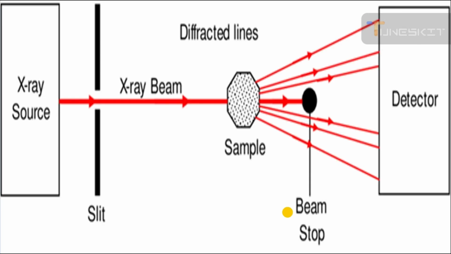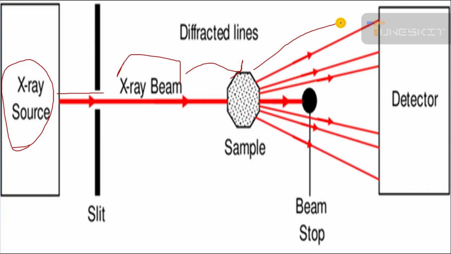So the principle of working: here is an X-ray source. This X-ray source provides the X-ray radiations. This X-ray radiation passes through the slit in the form of an X-ray beam and moves towards our sample. After striking our sample, they are diffracted towards the detector. Here is a beam stopper. The purpose of the beam stopper is just to protect our detector from highly energized rays.